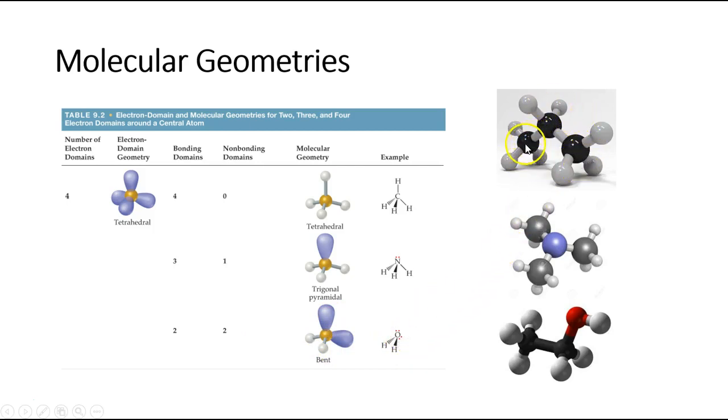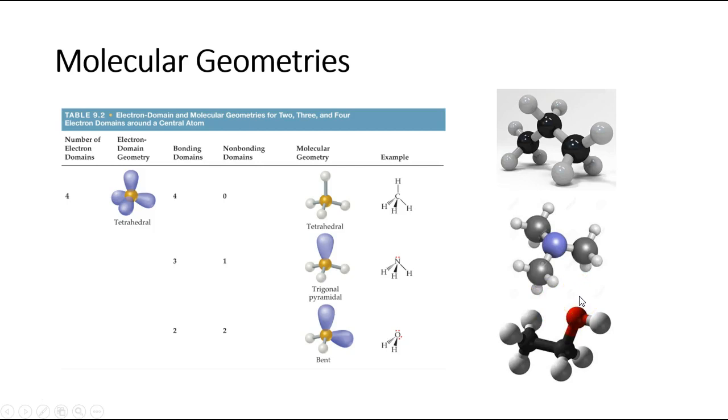I've given some other examples here. This is propane, in which all of the bonds around these three carbon atoms are tetrahedral. Here is trimethylamine, in which this nitrogen in the middle, it's a little bit tough to see, has a trigonal pyramidal shape, in which it is not in the same plane as the three carbon atoms. Here's an oxygen in ethanol, it has a bent shape, and that is again because there are two non-bonding electron domains attached to this oxygen atom. They're just not shown in the model.